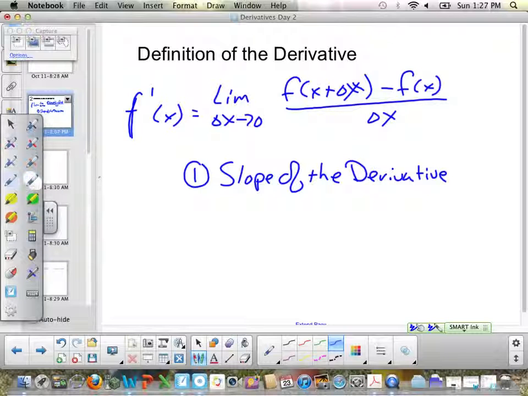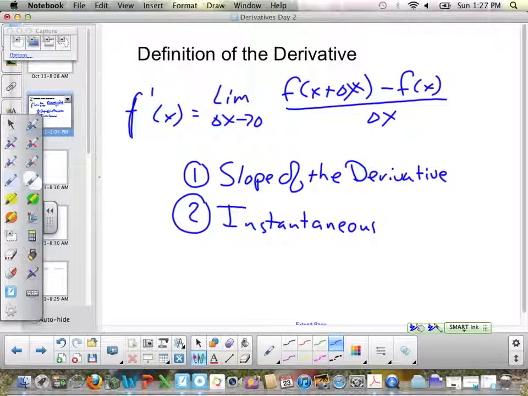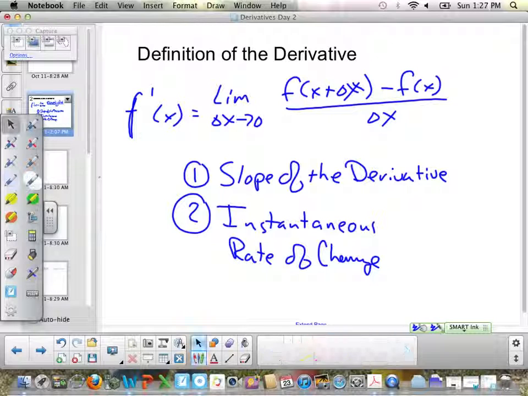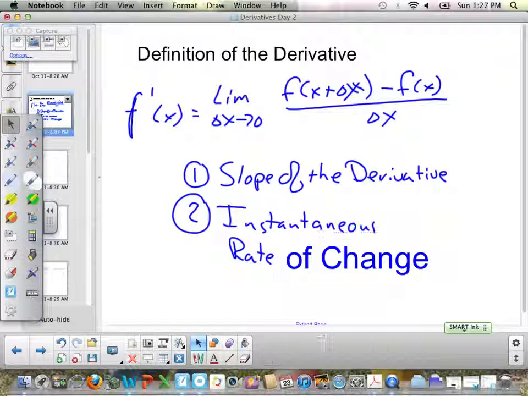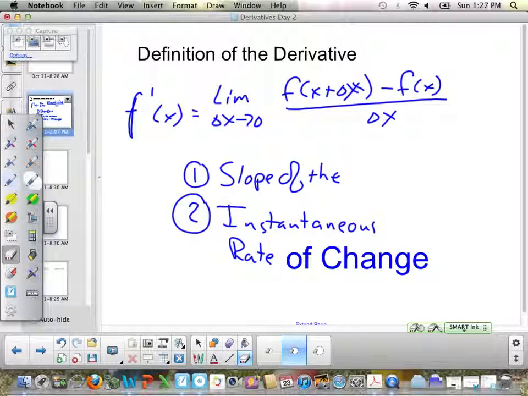It also finds us the instantaneous rate of change, which we'll talk about more in upcoming lessons. We also call it the slope of the function. So those are the two main ideas right now behind what the derivative is. It is the slope of the tangent line. Sorry, I misspoke here.